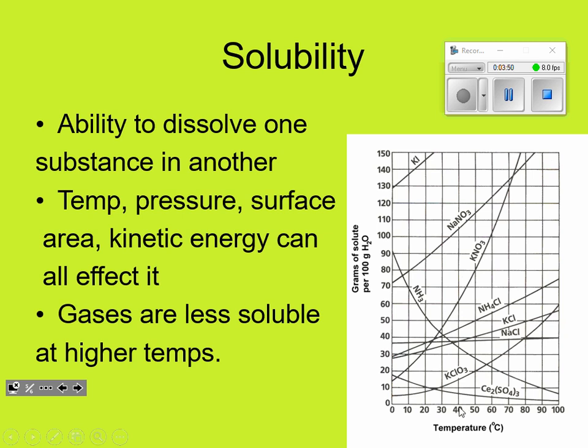If at 40 degrees Celsius I added 90 grams, I'd be below the line for sodium nitrate. And if that's the case, I'm unsaturated. I could still dissolve more. 105 minus 90, I could dissolve 15 more.